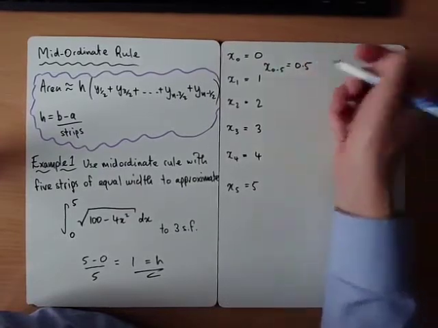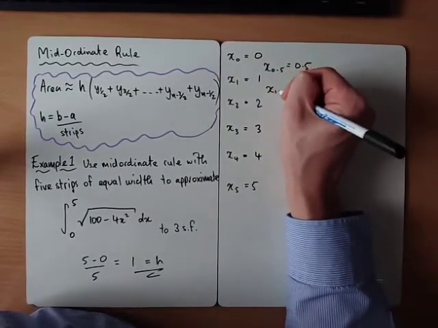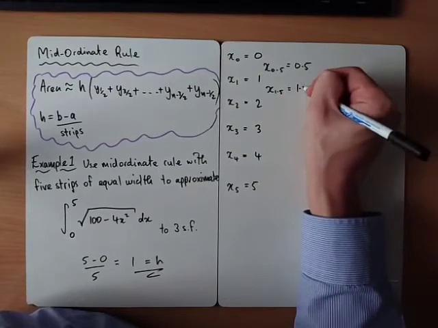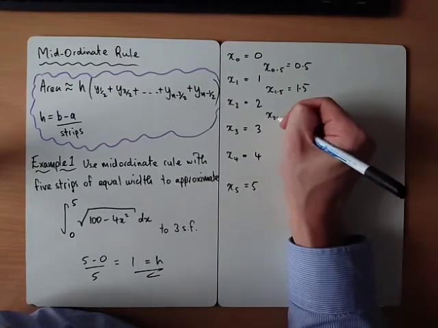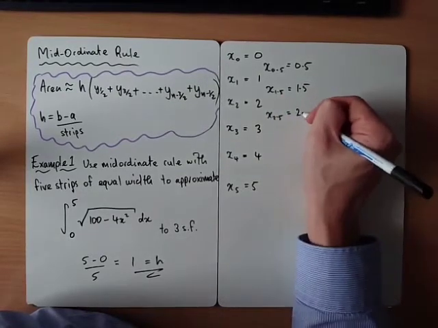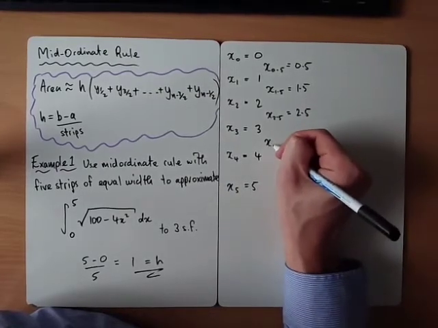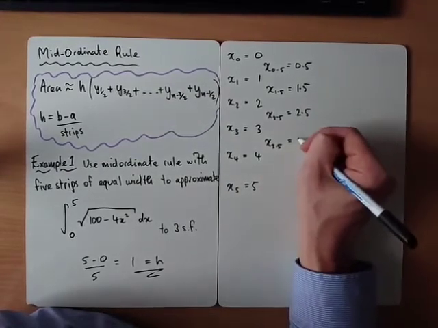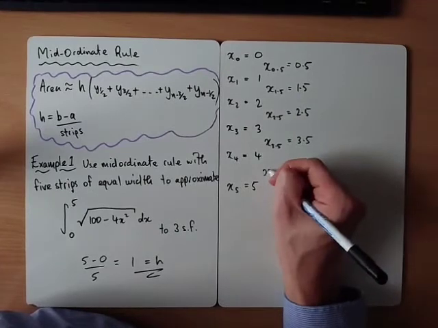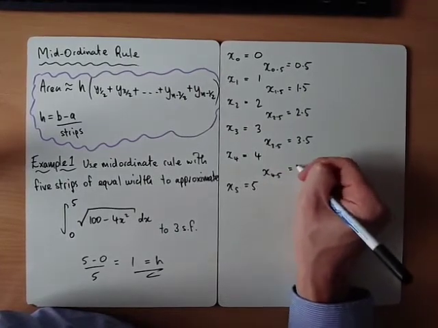So we're actually going to sub in 0.5, 1.5, 2.5, 3.5, and 4.5.